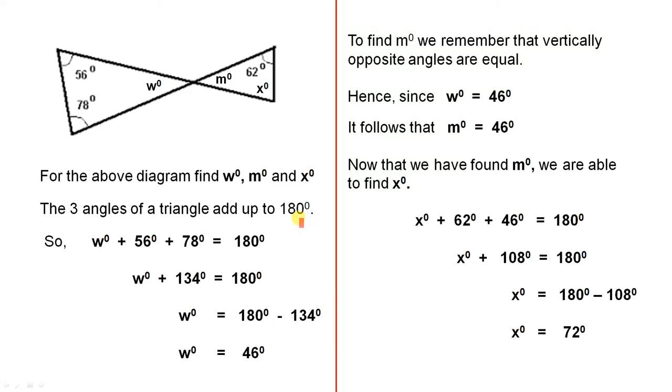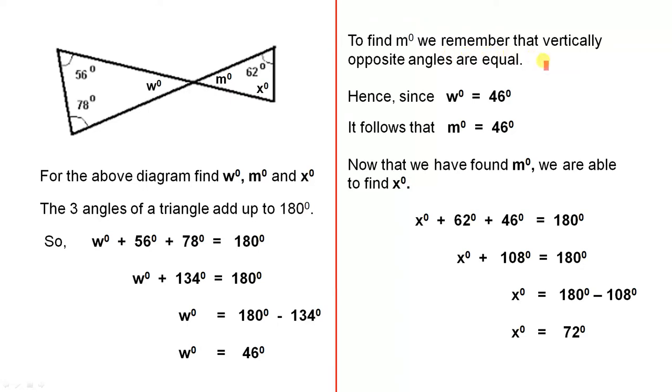So we remember a very important rule from previous videos that the three angles of a triangle add up to 180 degrees. So if we take this triangle here, we can see that W plus 56 plus 78 gives you 180. So when we add those two together, that gives us 134. So W plus 134 gives us 180. So W must be 180 minus 134. So W is 46 degrees. Okay, so there's W. That's 46 degrees.